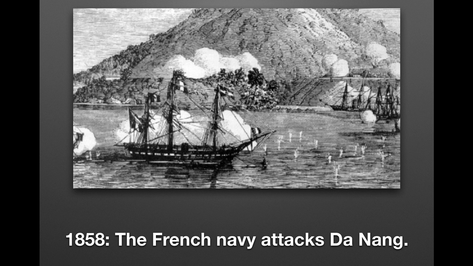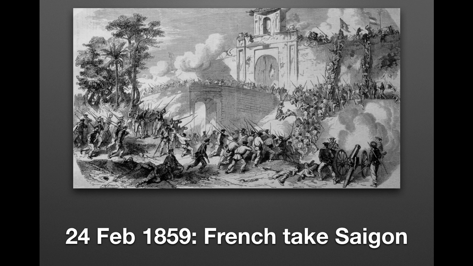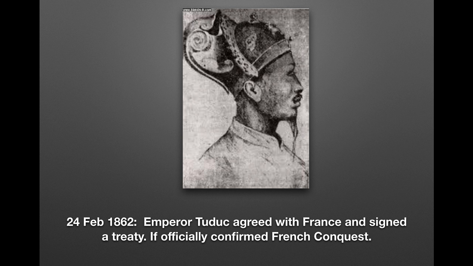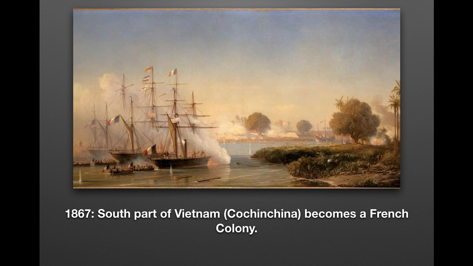It all started in 1858. The French attacked Da Nang, and in 1859, on February 24th, the French took Saigon. Realizing the threat, in 1862, February 24th, Emperor Tu Duc agreed with France and signed a treaty. This treaty officially confirmed the French conquest, saying that the south part of Vietnam was now their territory.